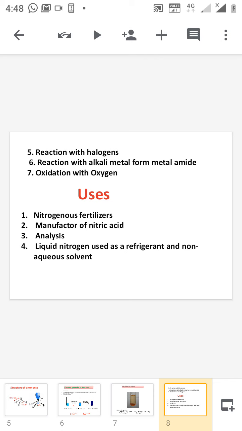Next are the important uses of ammonia. Ammonia is used in nitrogenous fertilizers and the manufacture of nitric acid. It is also used in qualitative and quantitative analysis, and liquid ammonia is used as a refrigerant and non-aqueous solvent.